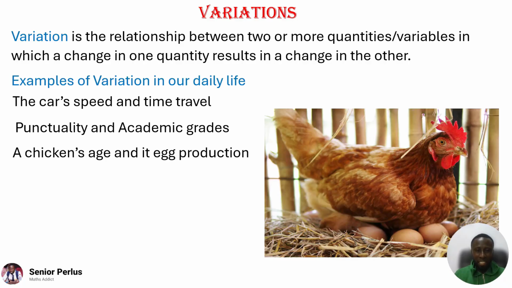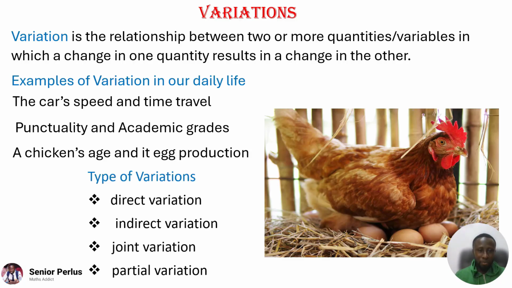A chicken's age and its egg production. So the age of the chicken will result in a change in its egg production. Good. Okay. The older the chicken, the smaller the eggs that the chicken will produce. So this one, even in our daily life, our human beings, especially our female gender.